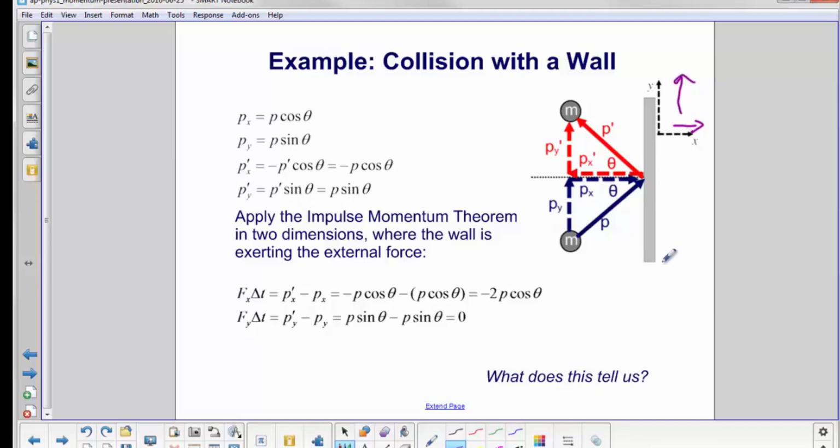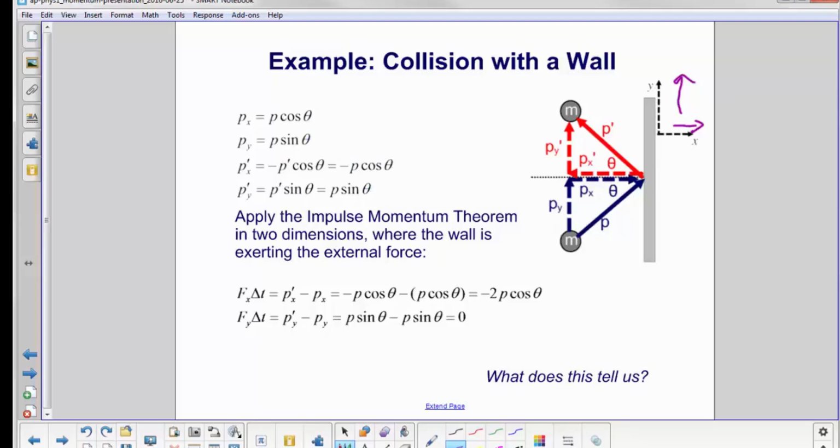Now let's look at the final momentum. Px prime this time is moving in the negative direction. So that will be minus p prime cosine theta, or just minus p cosine theta, because earlier we said that p prime is equal to p. P prime y, the momentum in the y direction, will be p prime sine theta. Again, the final momentum is equal to the initial momentum, so we don't need the prime sign. So here's what we have. Here's our values for px and py, and for p prime x and p prime y.